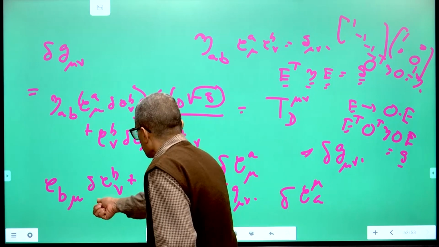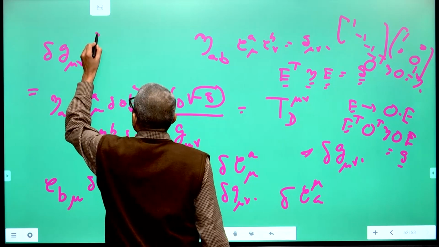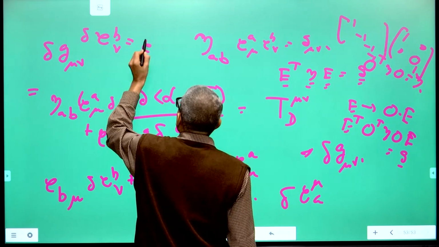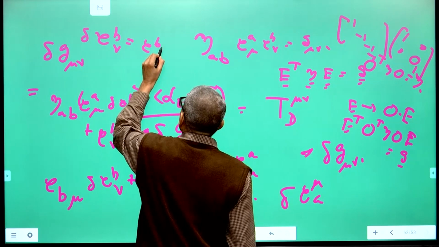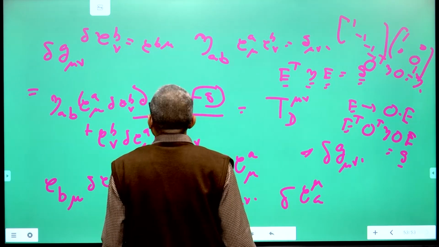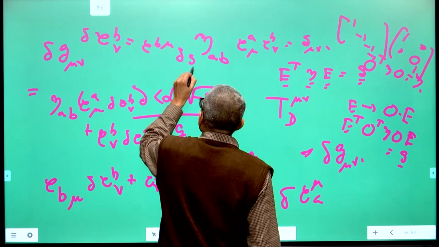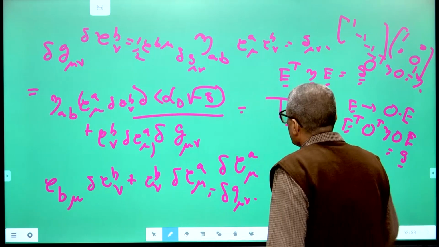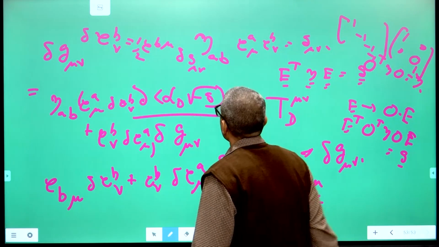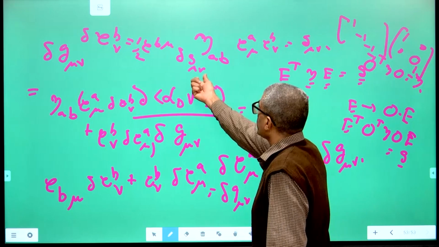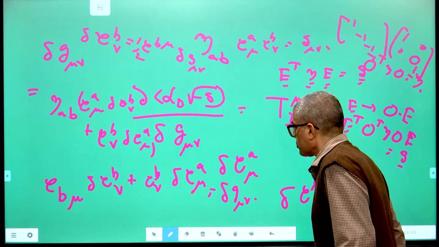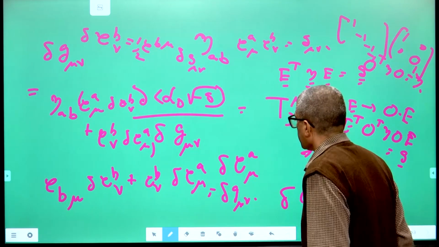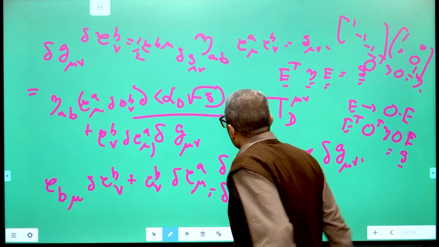So you can arrange matters so that these two are equal. For example, you can define it such that E B nu delta E B nu equals E B mu into delta G mu nu by 2. If you define the variation this way, then this equation will be satisfied automatically. You can check that because delta G mu nu is symmetric with respect to mu and nu interchange. So you have one choice of the variation in the tetrad which gives rise to the correct variation in the metric tensor. So using this you get the coefficient of delta G mu nu.